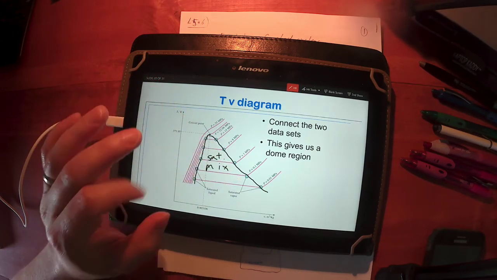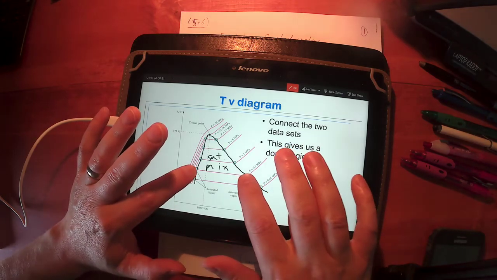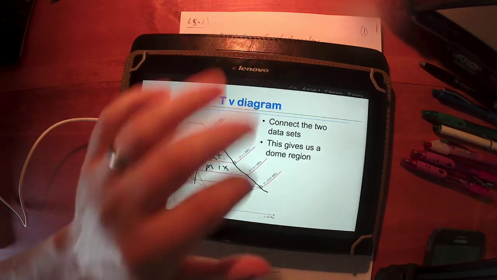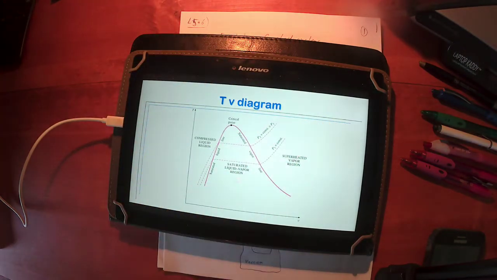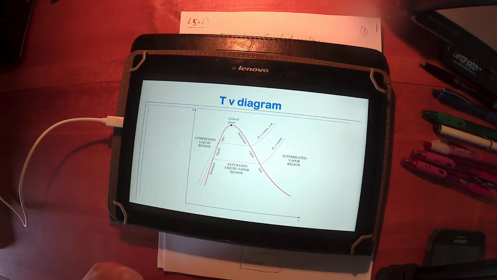Anything underneath the dome is somewhere in between the liquid phase and the vapor phase. Part of it's in the liquid phase, part of it's in the vapor phase, and the rest of it's going through a phase transition. We call this the dome region, the saturated dome, the saturated liquid-vapor dome or region.